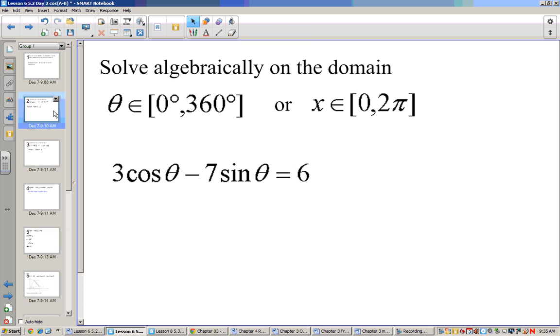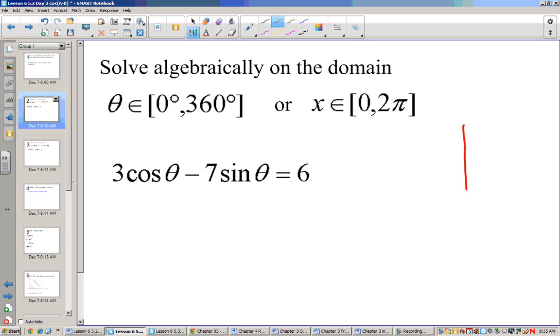Last lesson, we learned how to deal with combining a cosine and sine when they're added or subtracted together into one single cosine. Today we're going to solve equations for theta when we have that situation.